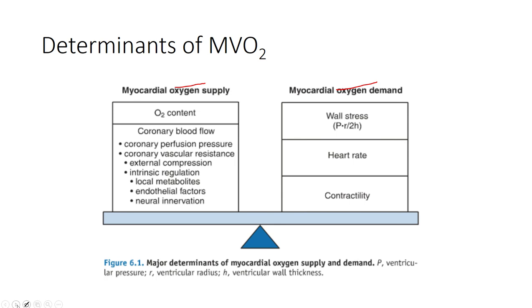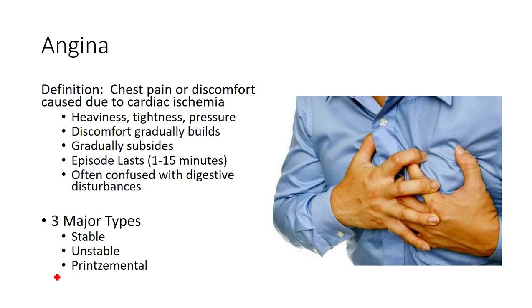And when those are imbalanced, we get angina. So angina, again, we have three major types of it. It's defined as chest pain or discomfort caused due to cardiac ischemia. Okay, it's described by patients as a heaviness. They will often say, like, it feels like I have an elephant sitting on my chest. It's a tightness or a pressure-like pain.